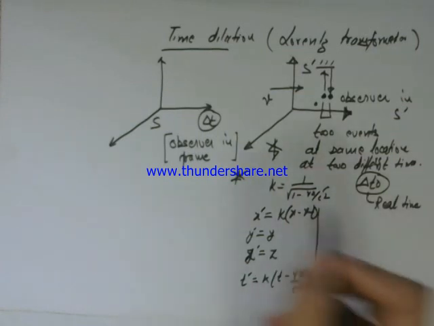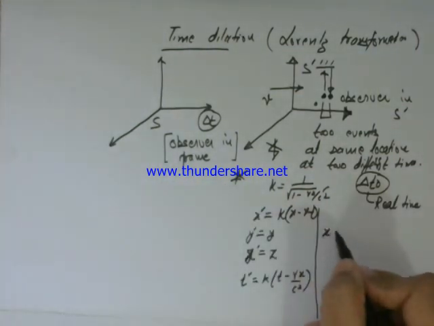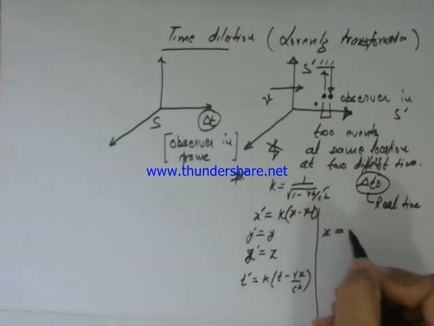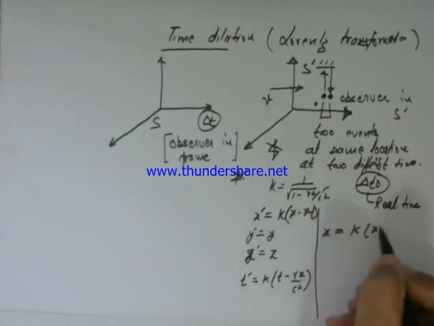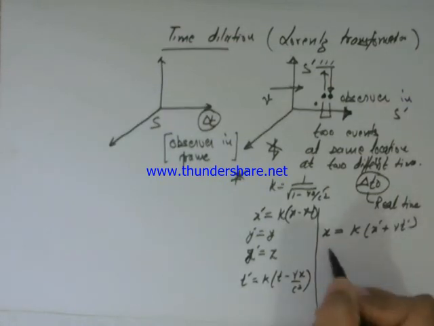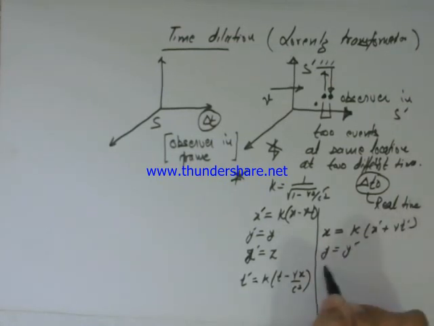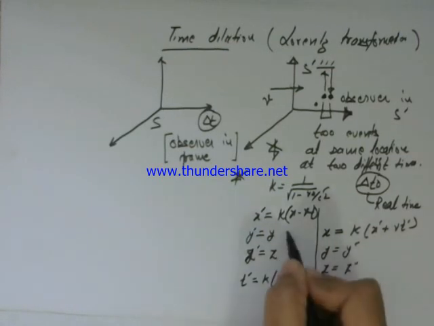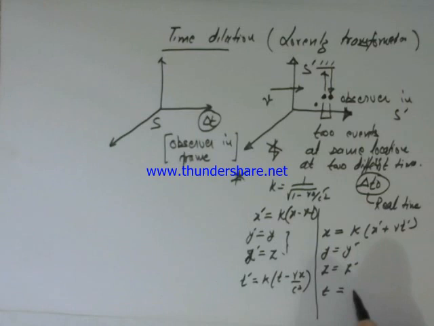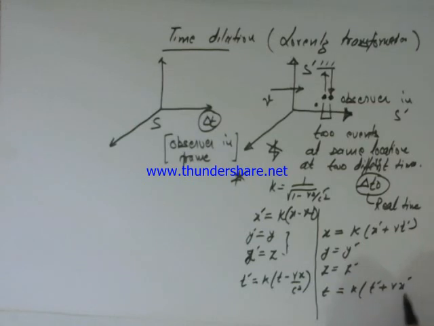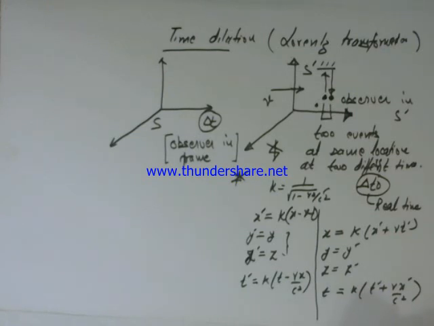We can also write this relationship as x in terms of x dash. X will be k times (x dash plus vt dash). Y will be y dash, z will be z dash for the same reason as here, and t would be k times (t dash plus v x dash upon c square). Now we have to use these transformations and decide which relationship is relevant in our case.